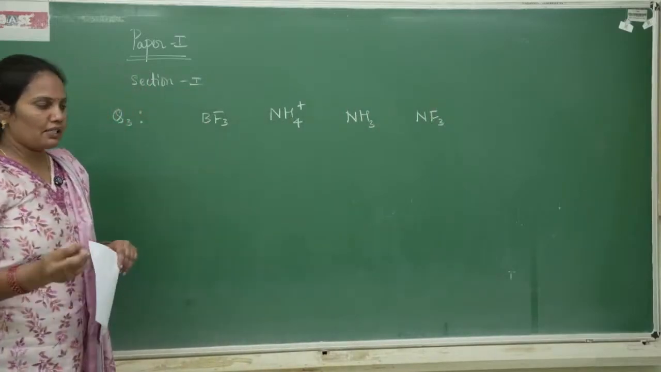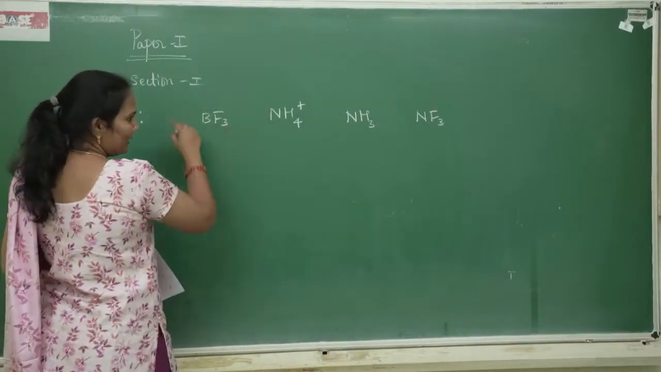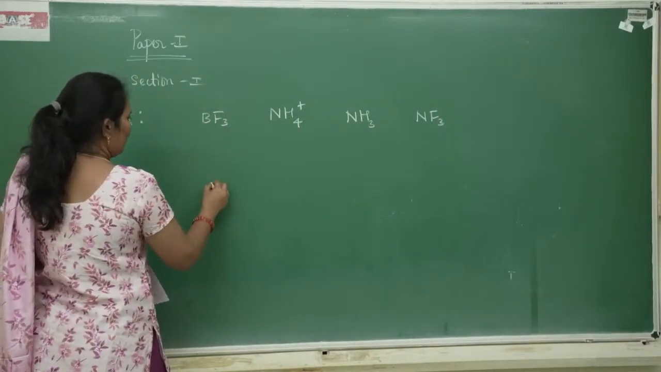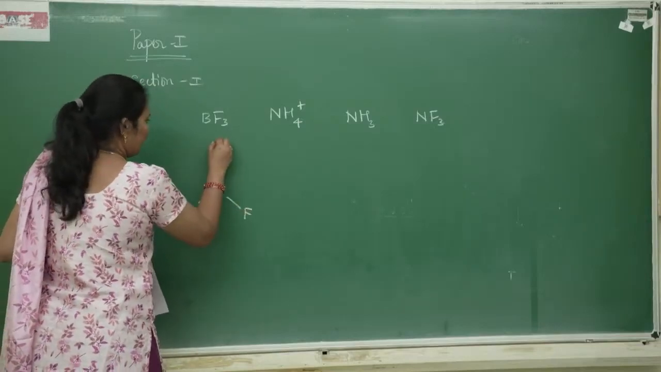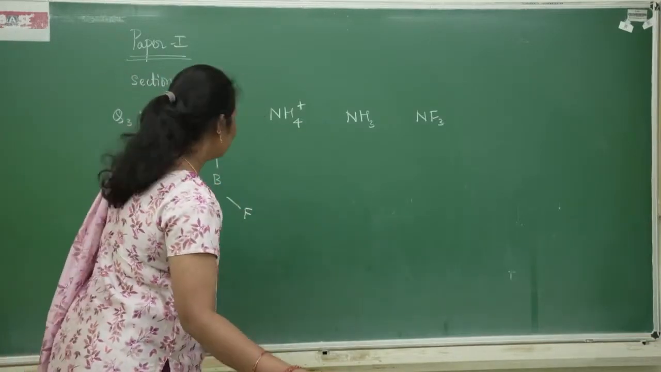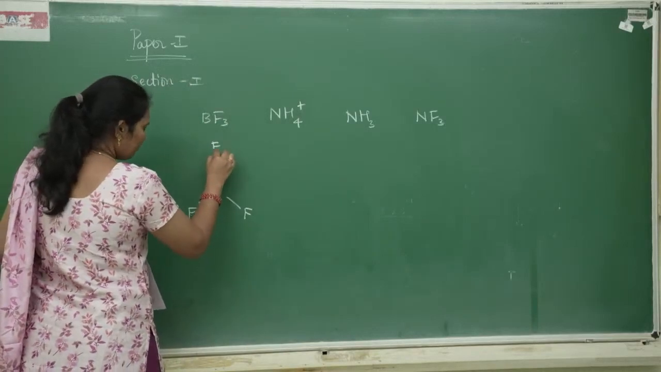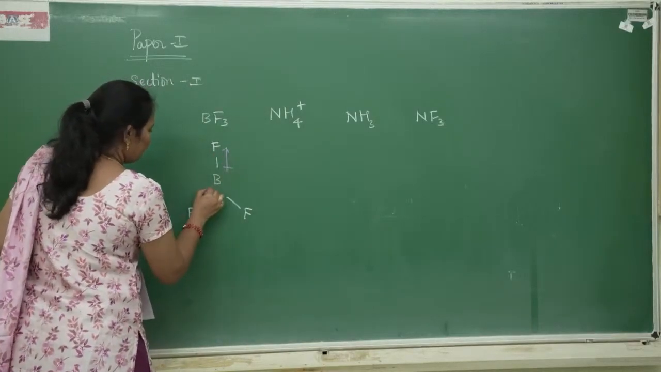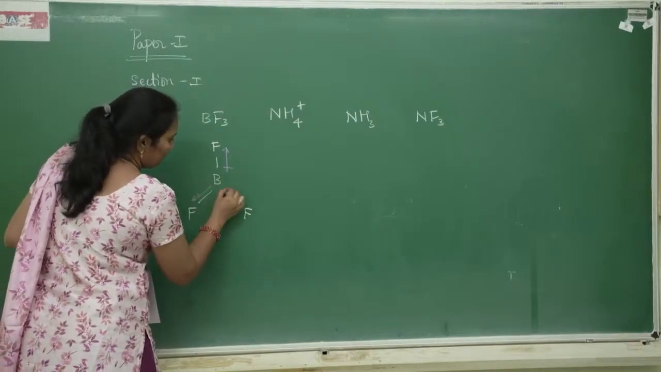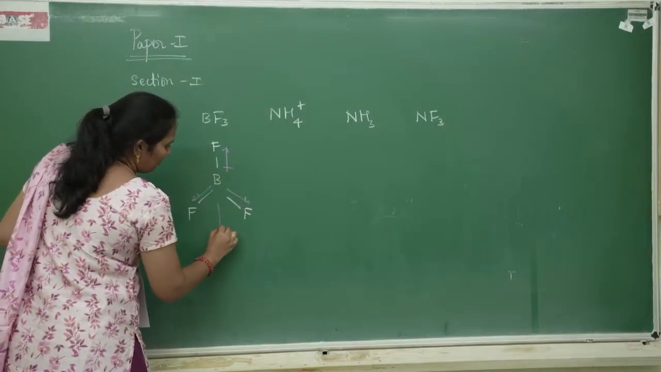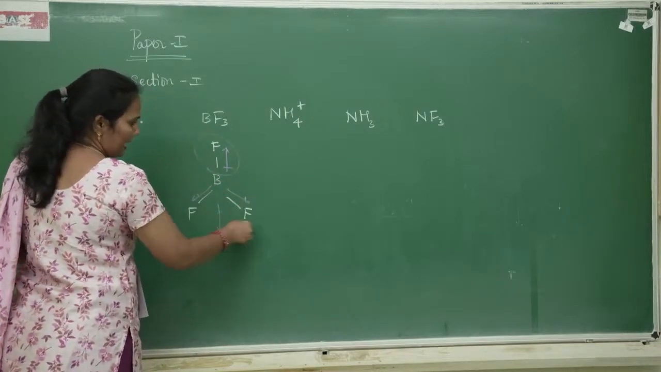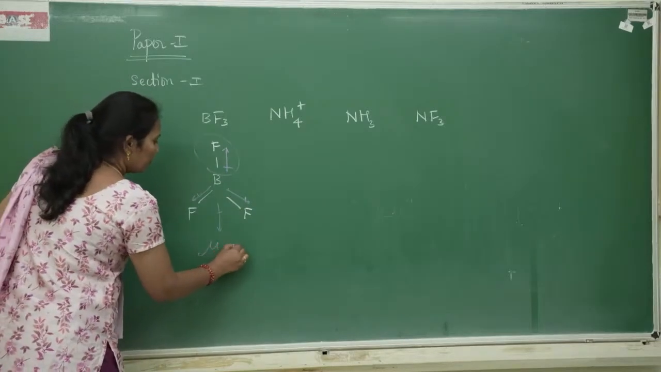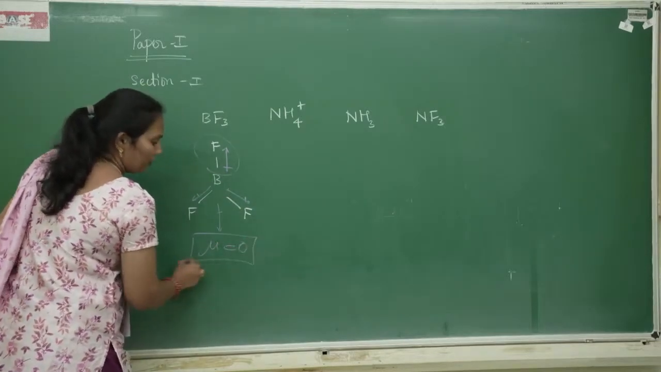Now how to analyze this question? Very simple. Let's write the structure of this. When I consider BF3, BF3 has a trigonal planar structure. When you mark the dipole moments, fluorine is more electronegative, therefore this is how the dipole moment will be. And the resultant dipole moment will be like this. Therefore, the dipole moment of this will be exactly cancelled with these 2 bonds. Therefore, mu is equal to 0 for this molecule.